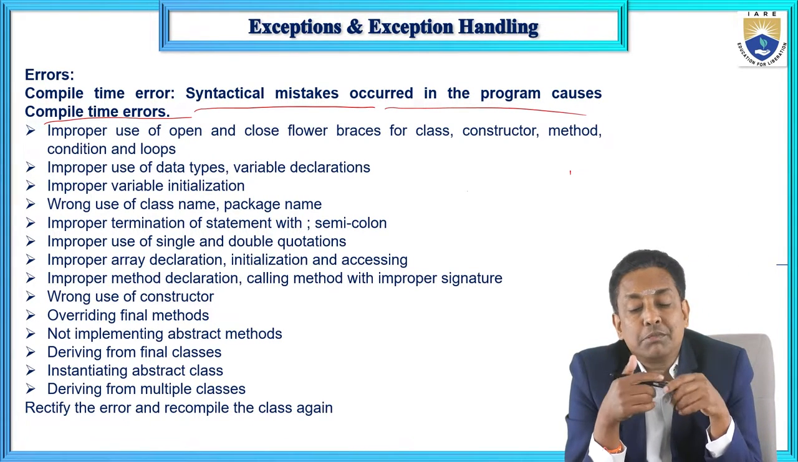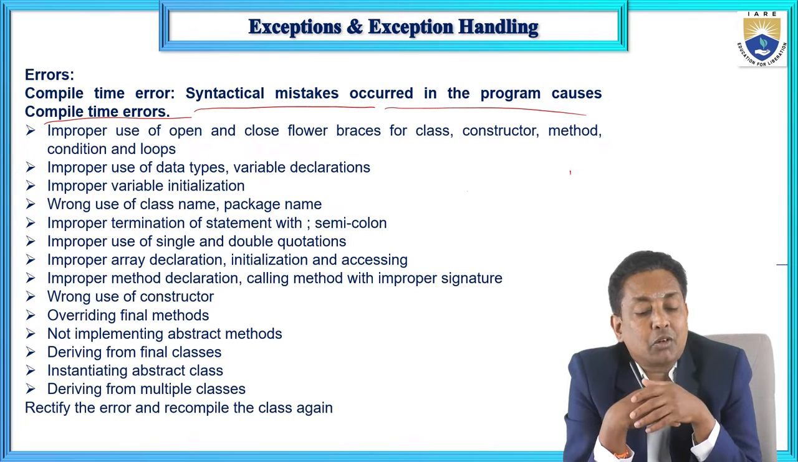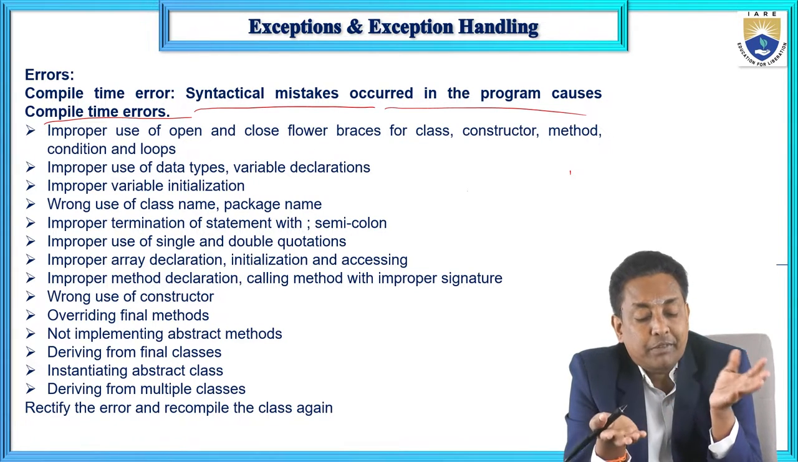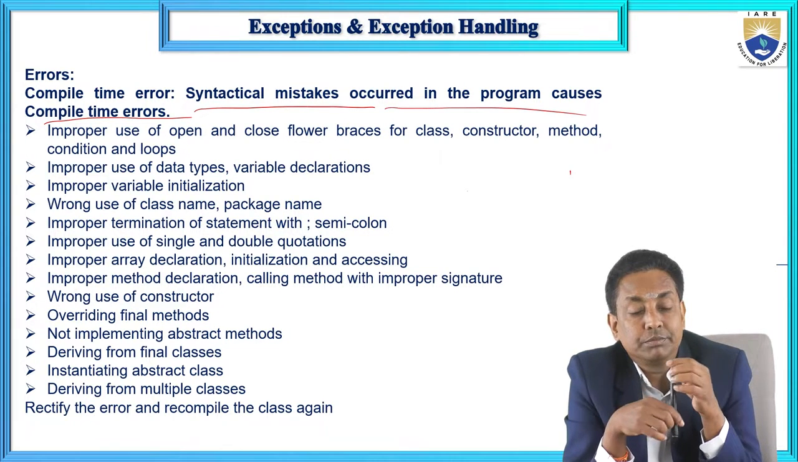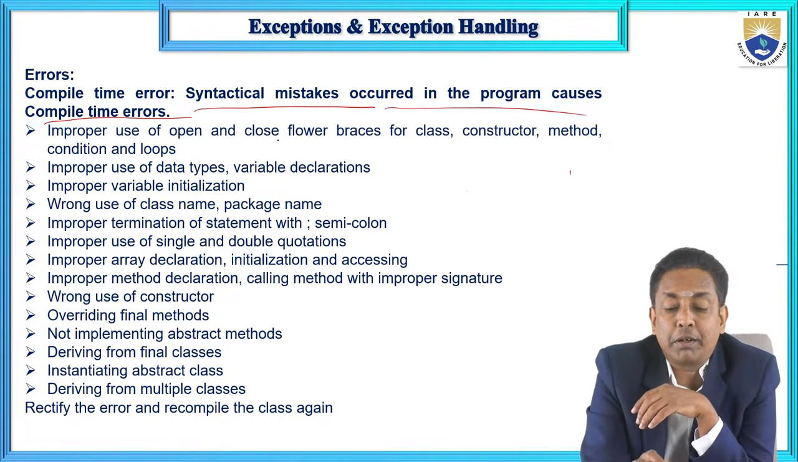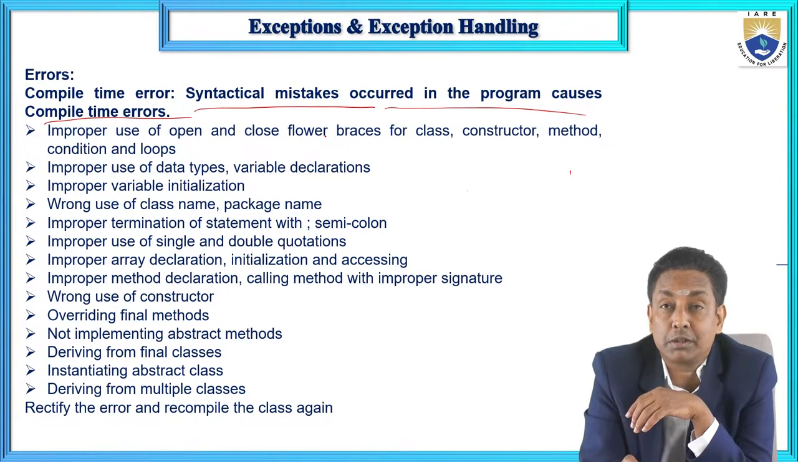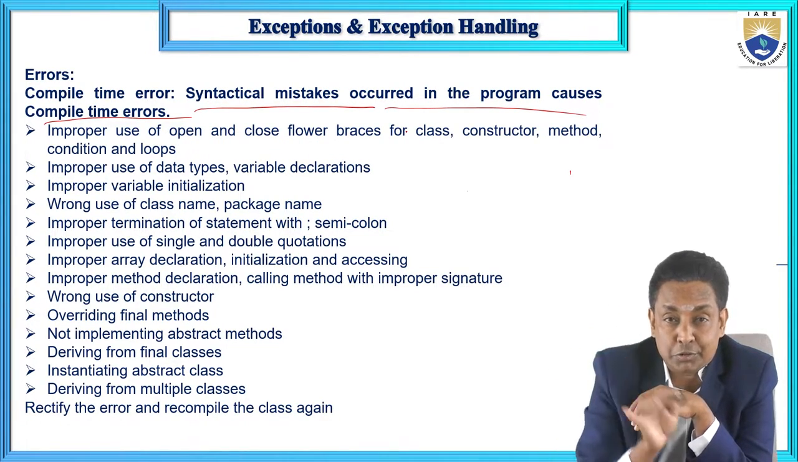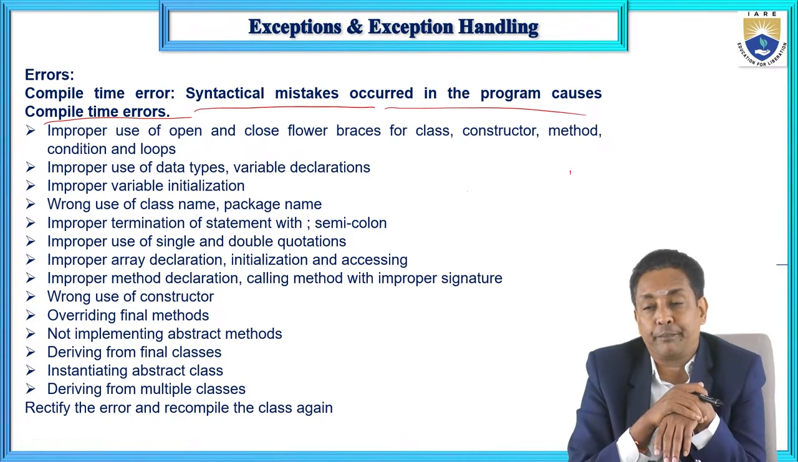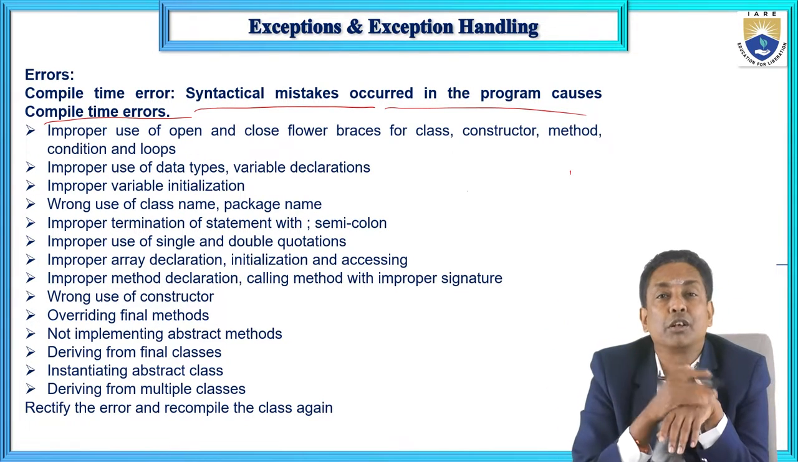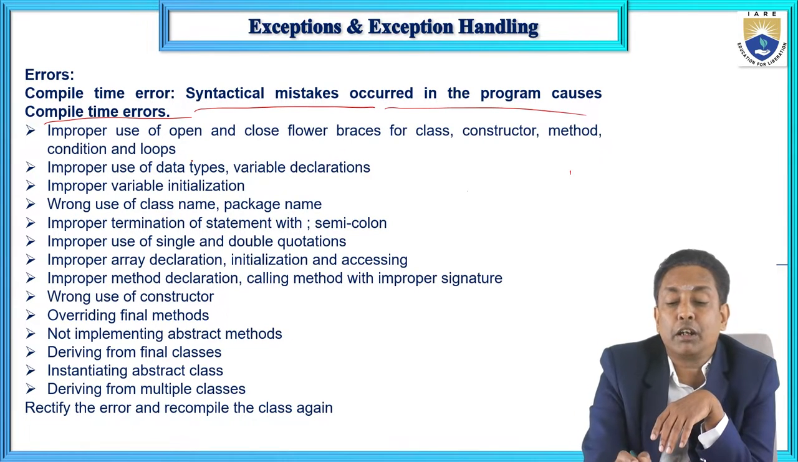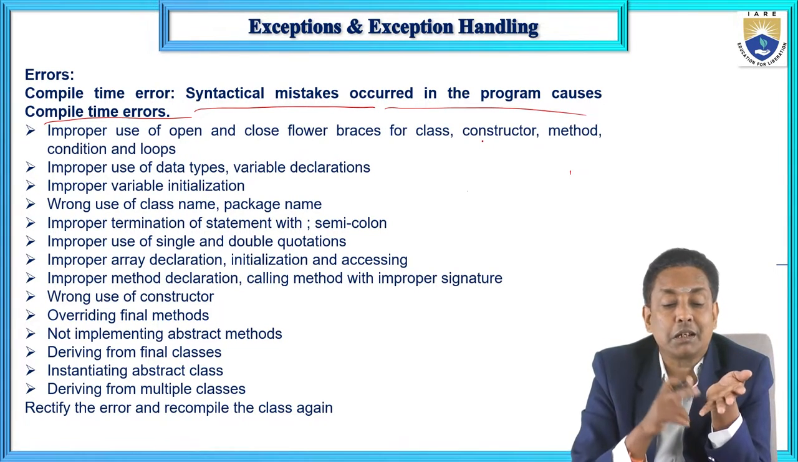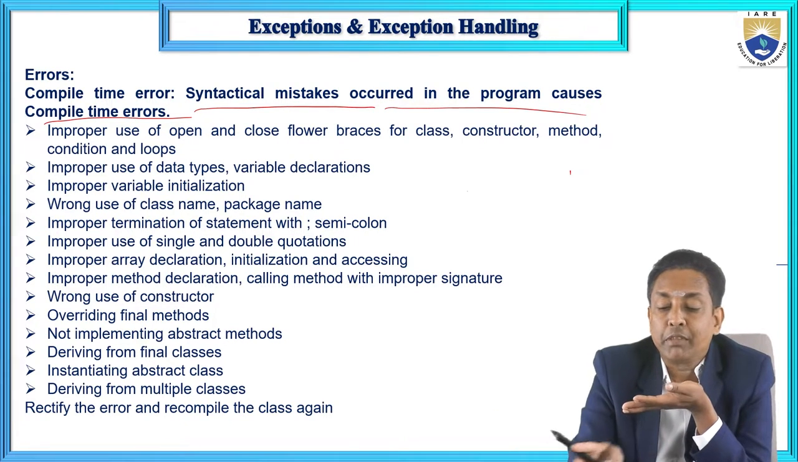So what syntactical mistakes do we make? From my programming knowledge, I've written a couple of points about what syntactic mistakes we may make. Improper use of open and closed curly braces. Wherever curly braces are supposed to be used, they must be used. Wherever they should not be used, we should not use them. So improper use of open and closed curly braces for class, constructor, method, condition, loop, and the exception clauses I mentioned previously.